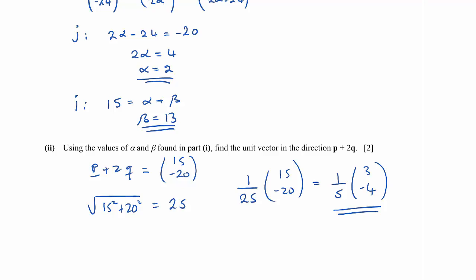You've probably gathered I'm not a big fan of the i's and j's, but if I was doing the exam I would probably write my answer as 1/5 (3i minus 4j), just to put the answer back in the form in which it was given. I don't like working with i's and j's very much.